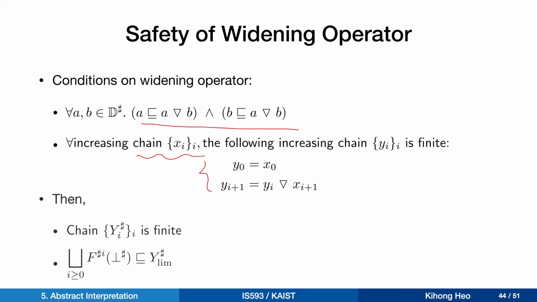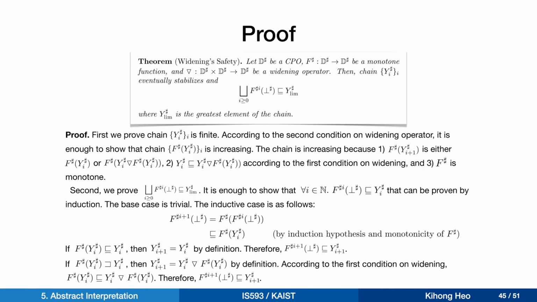If these two conditions are true, then the following are true. The chain Y with widening is finite and it subsumes the ideal analysis result. Here is the proof. If a widening operator satisfies the conditions we discussed before, then the chain by widening will eventually stabilize, which means that it will be finite. And the last element will be larger than or equal to the ideal result.